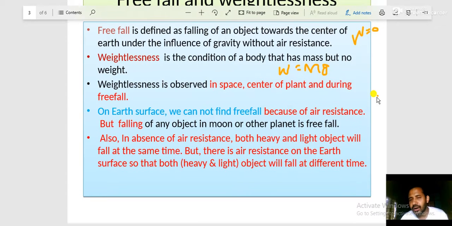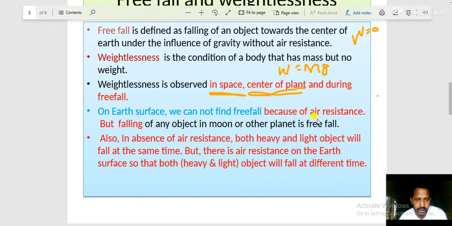Where we observe weightlessness is also asked sometimes in 2 marks or 1 mark questions. Weightlessness is observed in space. In space there is gravity zero. We take g equals zero in space, so weight is zero. In the center of the planet also we take g as zero, so weight is also zero. And during free fall, now again, it might be confusing. I'll discuss later on.